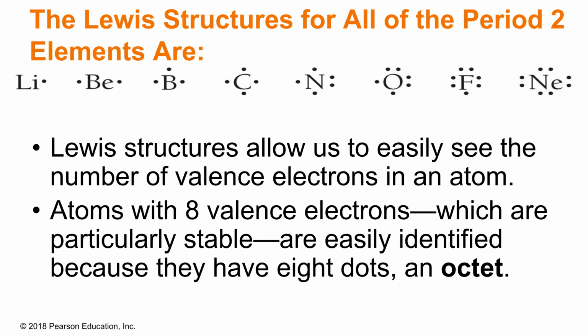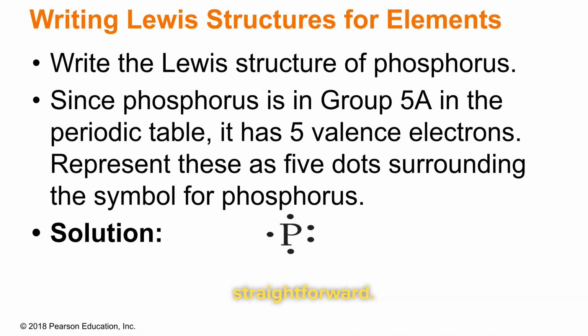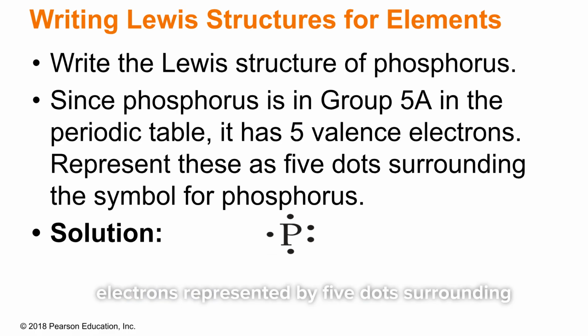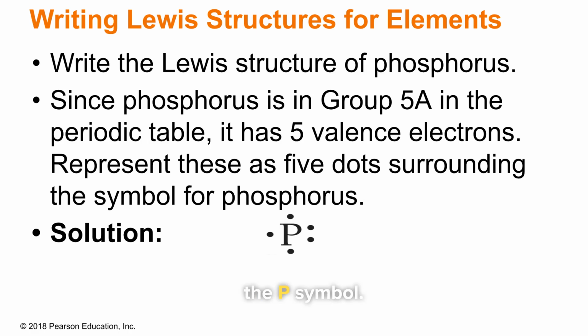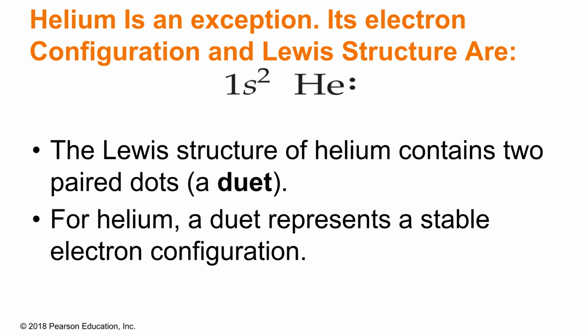Here you can see the Lewis structures for period 2 elements. Atoms with 8 valence electrons, known as an octet, are particularly stable. Writing the structure for phosphorus is straightforward. As a group 5A element, it has 5 valence electrons, represented by 5 dots surrounding the P symbol. Helium is an exception to the octet rule. It has only 2 electrons, forming a stable duet, which represents a complete, stable configuration for this element.